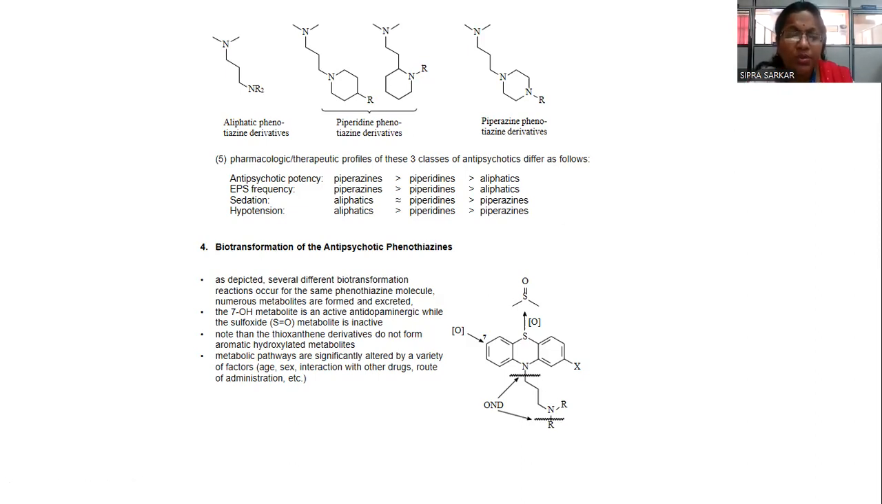Biotransformation, that means the metabolism, how the antipsychotic drugs are metabolized. Several different biotransformation reactions occur to the same phenothiazine molecule. Numerous metabolites are formed and excreted. The 7-hydroxy metabolite is active, while the sulfoxide metabolite is inactive. The thioxanthene derivatives do not form aromatic hydroxylated metabolites. The metabolic pathway is significantly altered by a variety of factors, such as interaction with other drugs and route of administration.